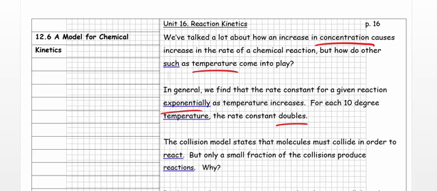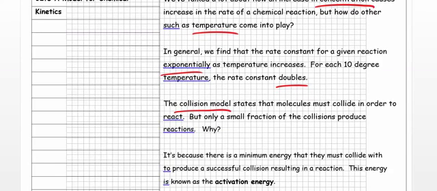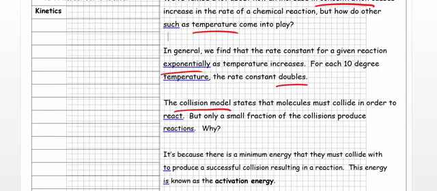So the collision model states that molecules must collide to react. The collision model is the model that we're going to use to explain how temperature and also concentration play into this idea of reaction rates, right? So in order for reactions to happen, the molecules themselves have to come together. They have to collide. But as it turns out, only a very small fraction of collisions produce reactions. So we have to ask ourselves, why?